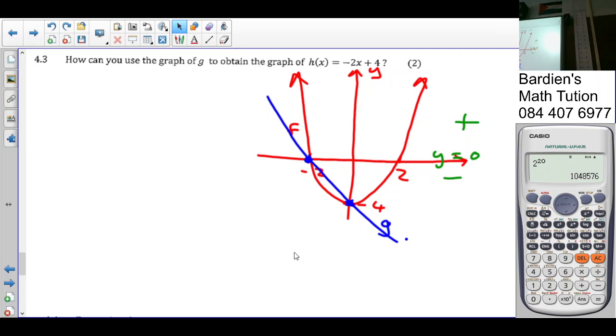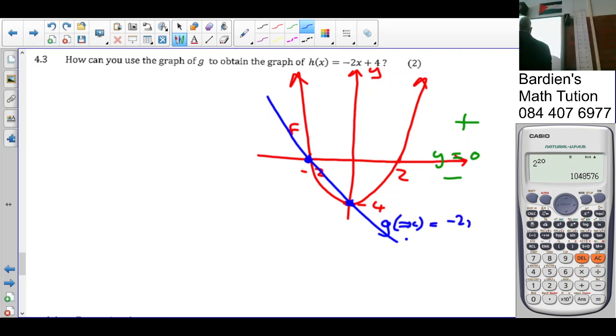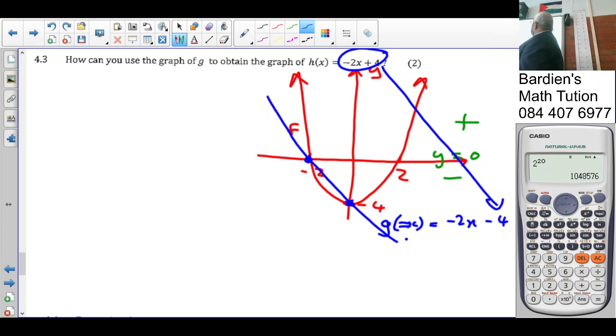How can you use the graph of g to obtain the graph of h of x, which is negative 2x plus 4? So, say we didn't know about the translations and all of this. If you're looking at the g of x graph, g of x equals negative 2x minus 4. What do you notice from that graph to that graph? How can you use it? So g is going that way. How do you move from g of x to h of x? Shift the graph 8 units up. So say you didn't know that.